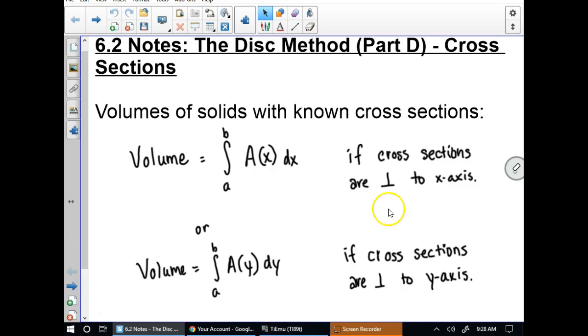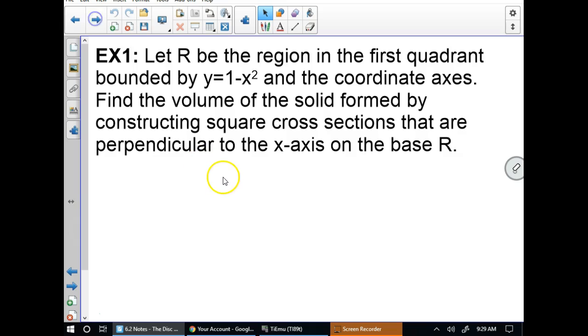If your cross sections are perpendicular to the x-axis, then it's going to be in terms of x. If your cross sections are perpendicular to the y-axis, it's going to be in terms of y here. So let's just do a problem so we can get an idea of what this looks like.